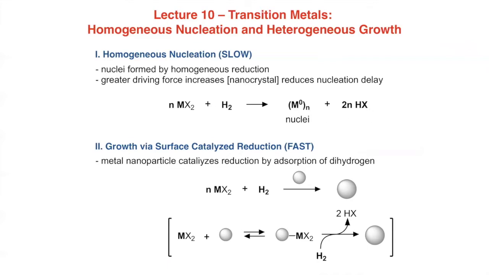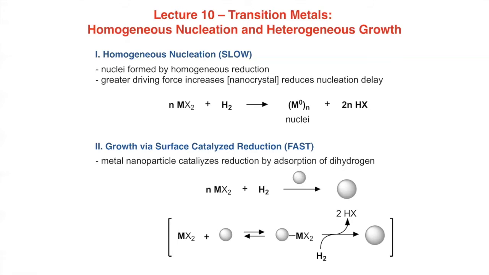Now, it turns out that this metal 0 sub N actually can act as a catalyst for the consumption of hydrogen. These kinds of materials or metals generally will absorb dihydrogen and help convert the metal salt to the product. And so what this amounts to is a mechanism where the conversion of the starting metal salt is actually occurring on the surface of the particle.